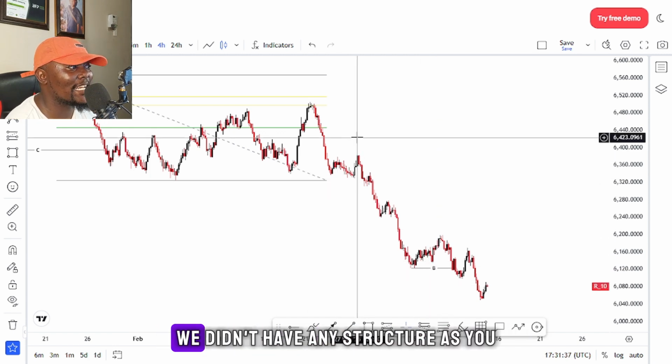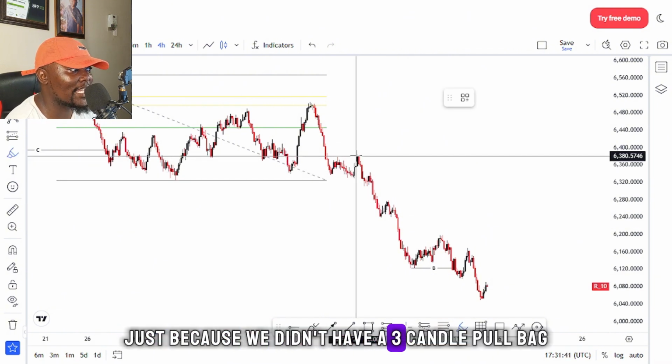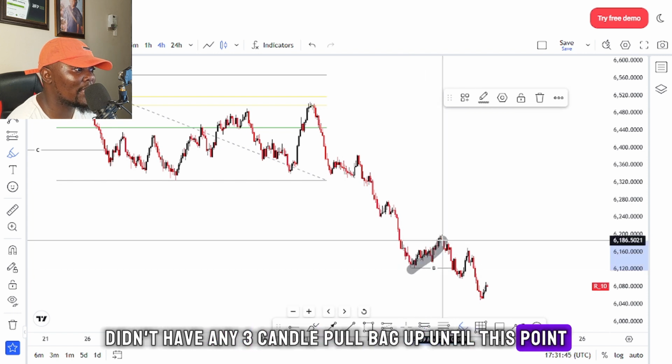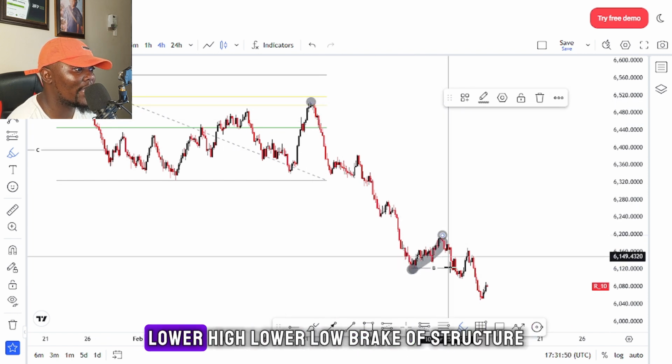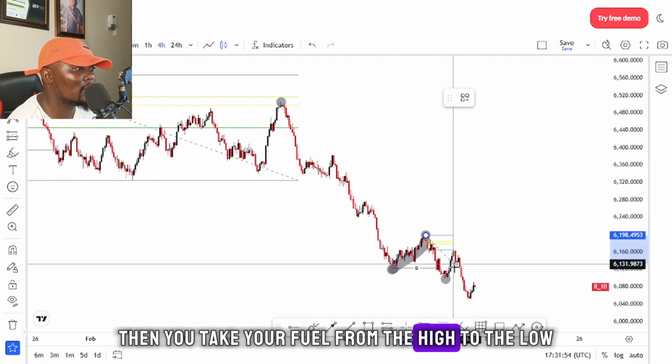So as you can see here, we didn't have any structure. As you can see, this is not a low just because we didn't have a 3 candle pullback. As you can see here, we didn't have any 3 candle pullback up until this point. Then we created, this is your previous high, this is your low, lower high, lower low, break of structure. Then you take your fib tool from the high to the low.